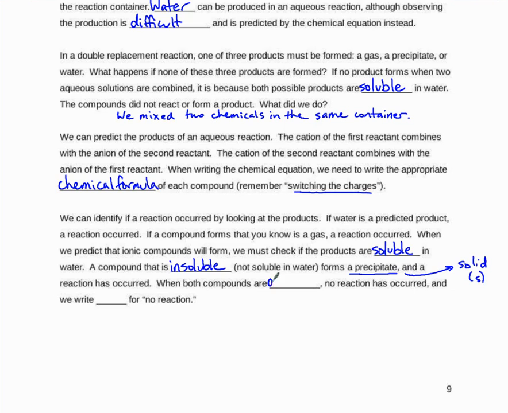When both compounds and the products are aqueous, remember it means we mix two chemicals in the same container. There was no reaction. We just mixed two things. And same as before with the single replacements, we're not going to rewrite all of our chemicals. We're just going to write no reaction, NR.